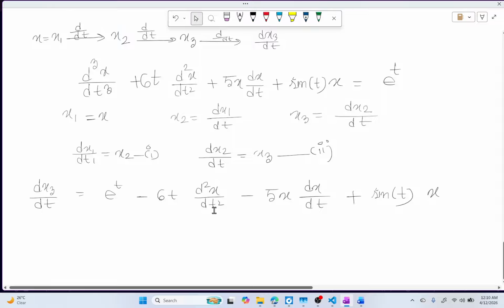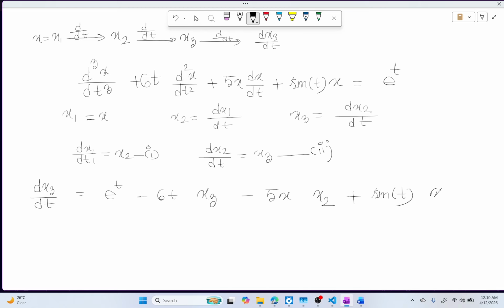Then what is d square x by dt square? You can see if you differentiate it twice, then again you will get x3. So this is basically the x3. And what is dx by dt? If you differentiate x once, you will get x2. So this is basically x2, right? So x2, and then x. So x is equal to x1. So let me write here x1. So I have obtained 3 equations here.